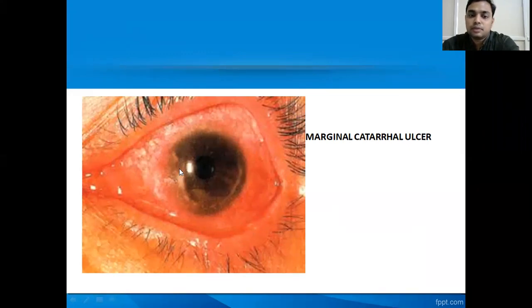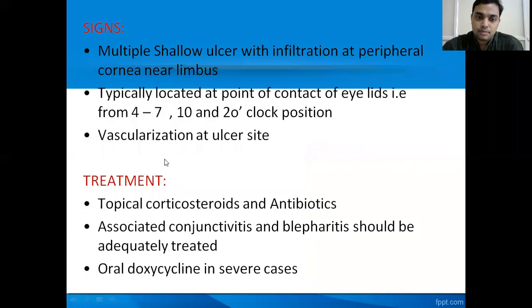So these 8 to 9 and 2 to 4 o'clock positions are not involved in marginal keratitis. Only the 4 to 7 o'clock and 10 to 2 o'clock positions are involved, because there is contact with the eyelid margins. So in the eyelid margins, there is infection with staphylococcus. There is a deposition of toxins, and there is a hypersensitive reaction to these staphylococcal toxins, and they cause superficial marginal ulcers. Basically, it is a hypersensitive reaction to the staphylococcal toxins.